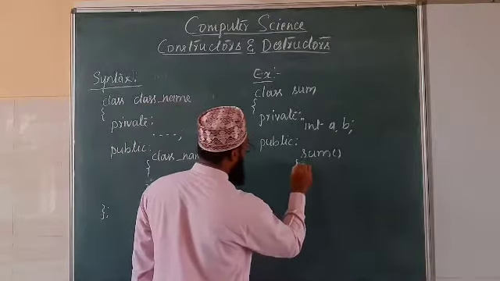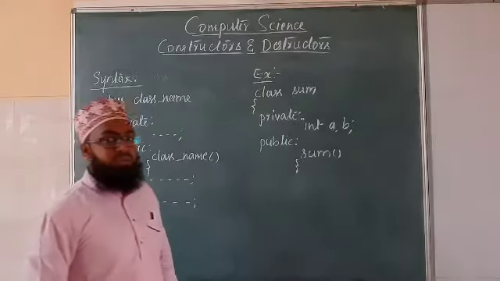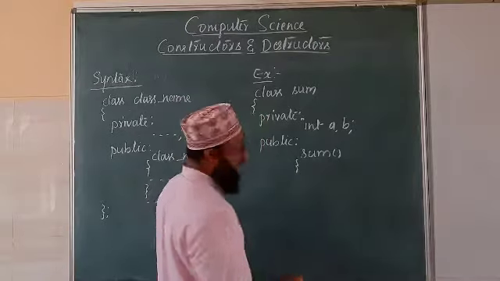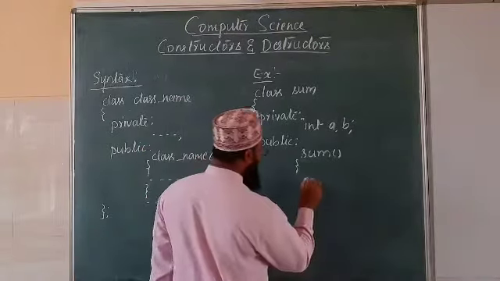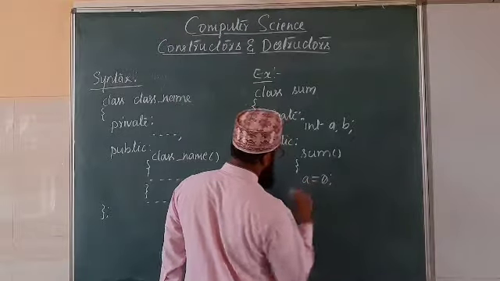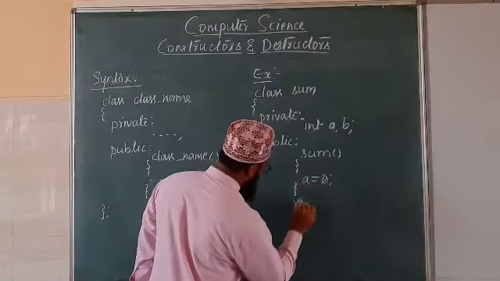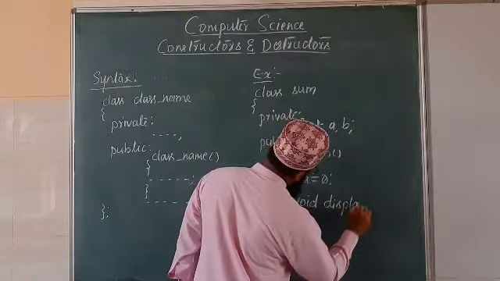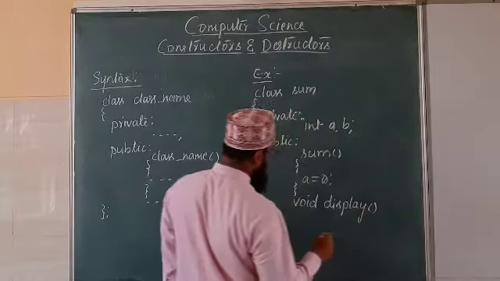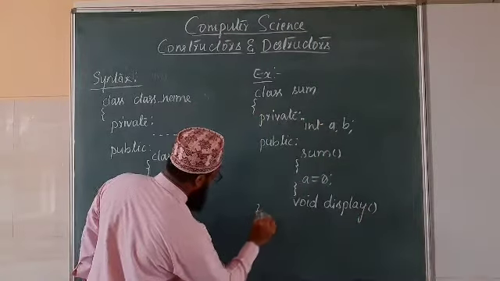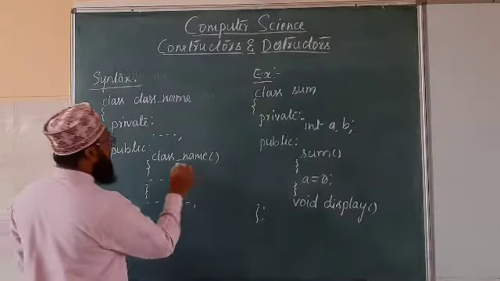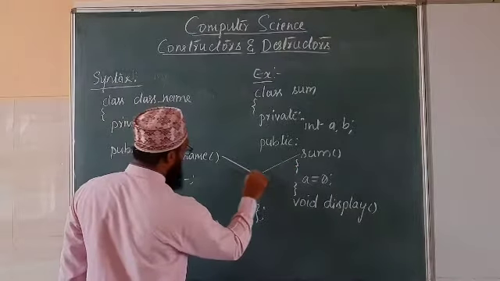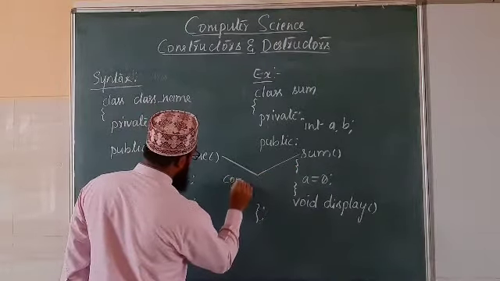Then after this sum, we need to do the calculations for these things, that is, A equals Z. Then after that, void display. After this, close the class here. See, this is the constructor, the sum, and the class name.